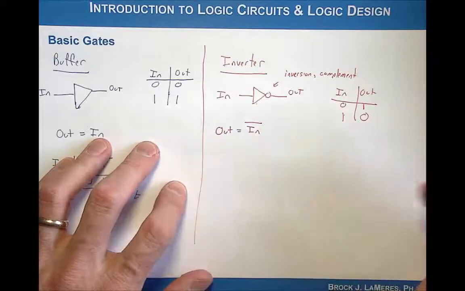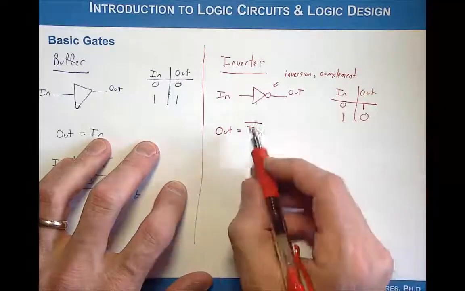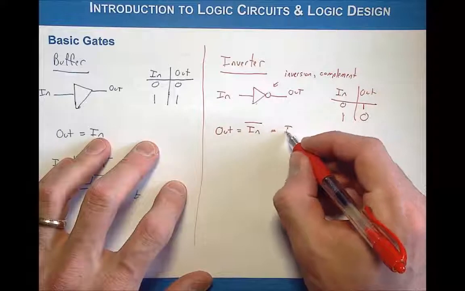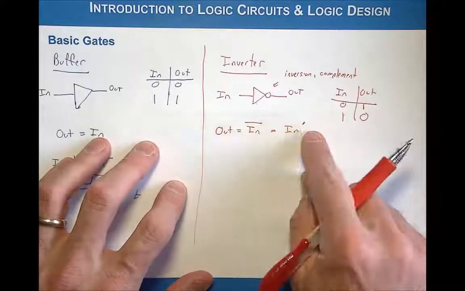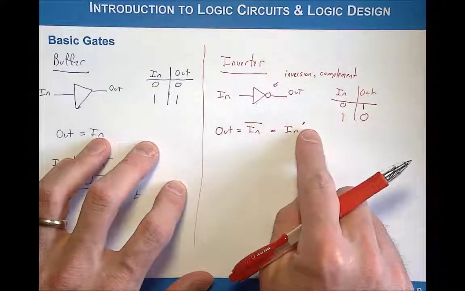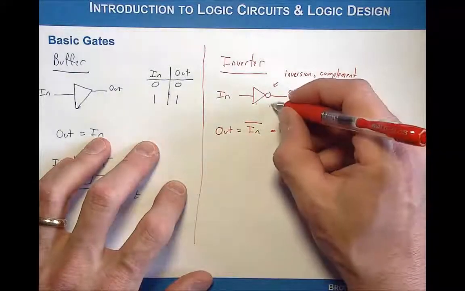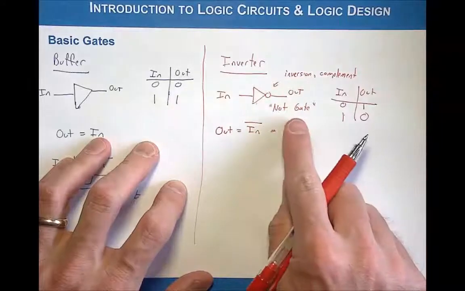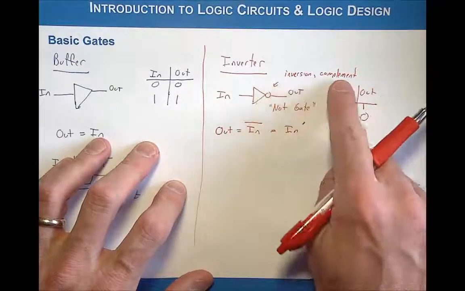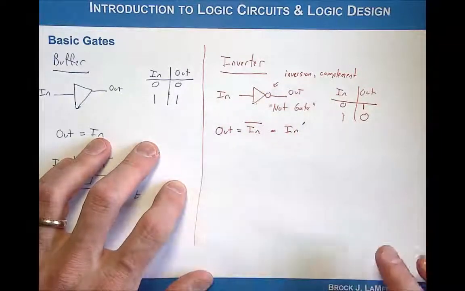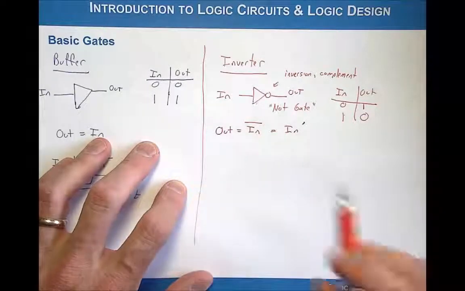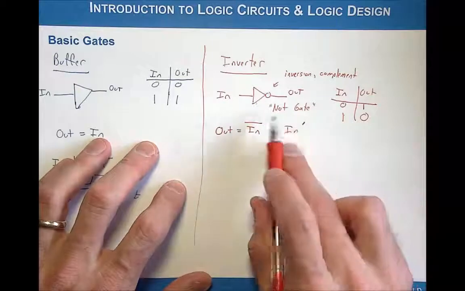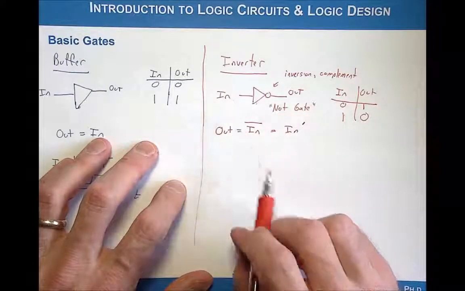If you're doing this on a computer, sometimes you don't have the ability to draw a bar over there. So what we can do is put what we call an inversion tick right there. This is also called a NOT gate, and a NOT is an operation that is an inversion. So NOT, complement, and inversion all mean the same thing. Some people sometimes call an inverter a NOT gate, and that just means that you invert or complement the input to get the output.